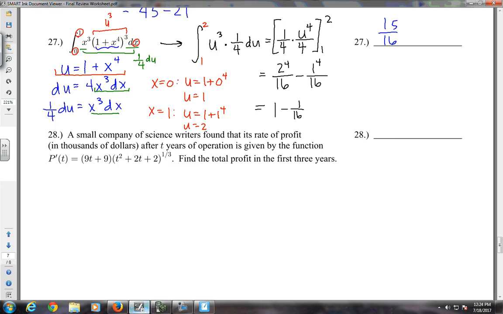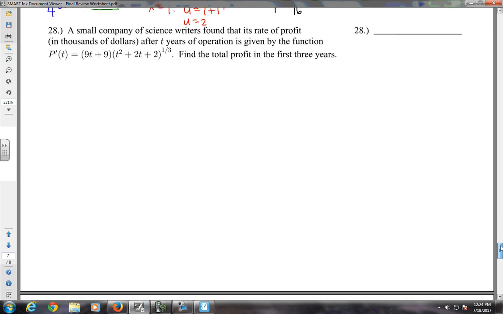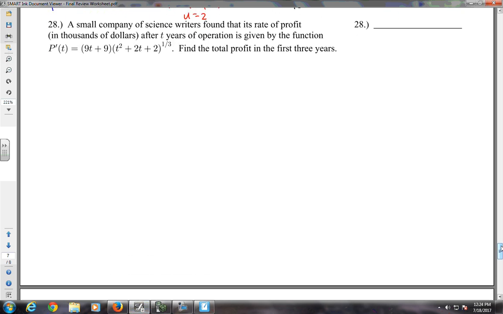All right, finally, our last problem, number 28. Remember, there's only 20 problems on the final exam. A small company of science writers found that its rate of profit in thousands of dollars after t years of operation is given by the function P prime of t. Find the total profit in the first 3 years.